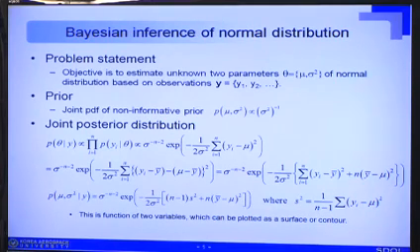And in today's lecture, I will consider both parameters as unknown. This is the more common case in practice, so it's more important than the things on Wednesday. The objective is the same: estimate the unknown two parameters, mu and sigma square, of the normal distribution based on the observations.